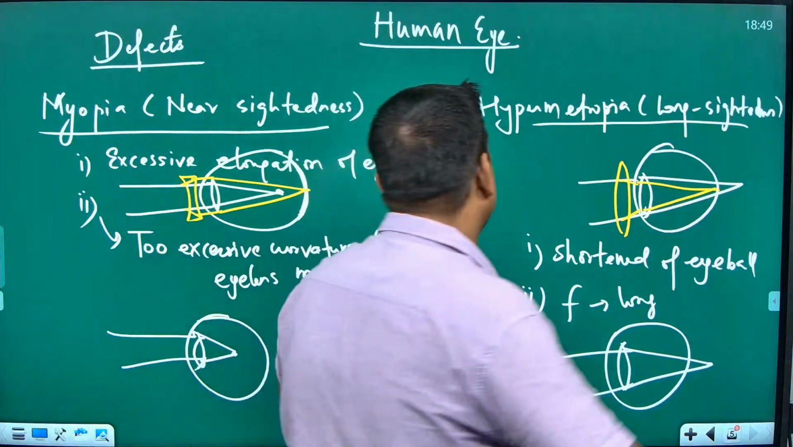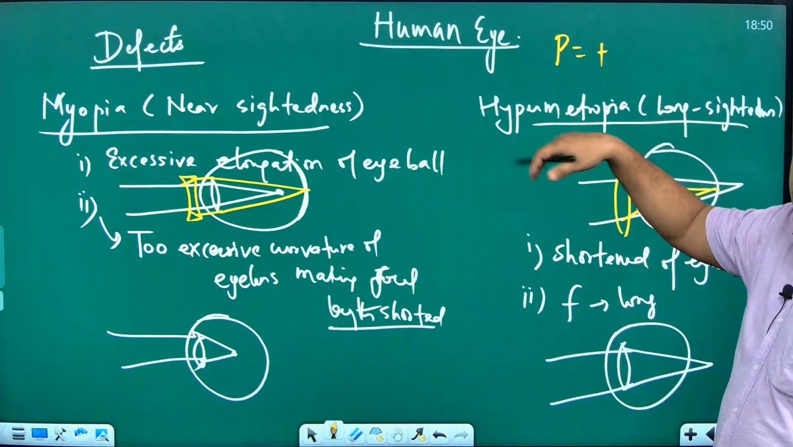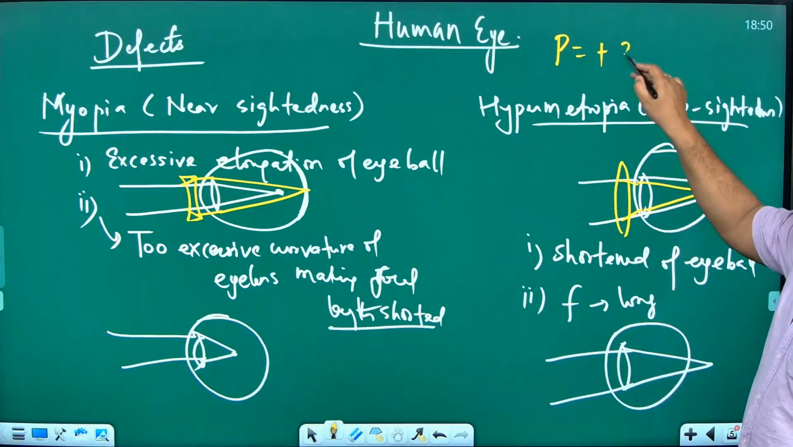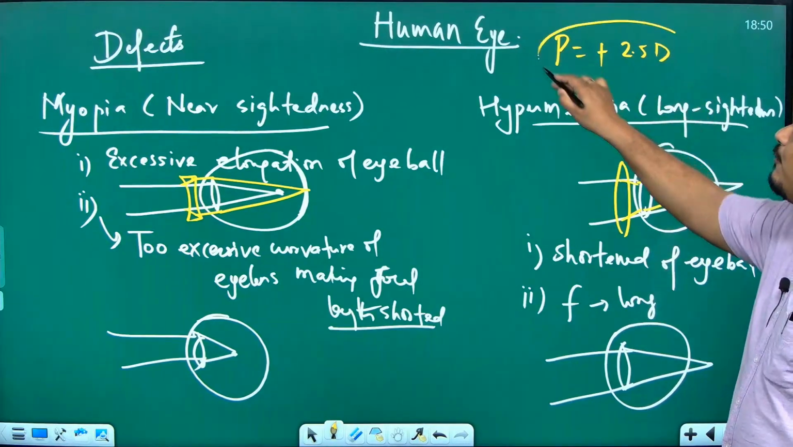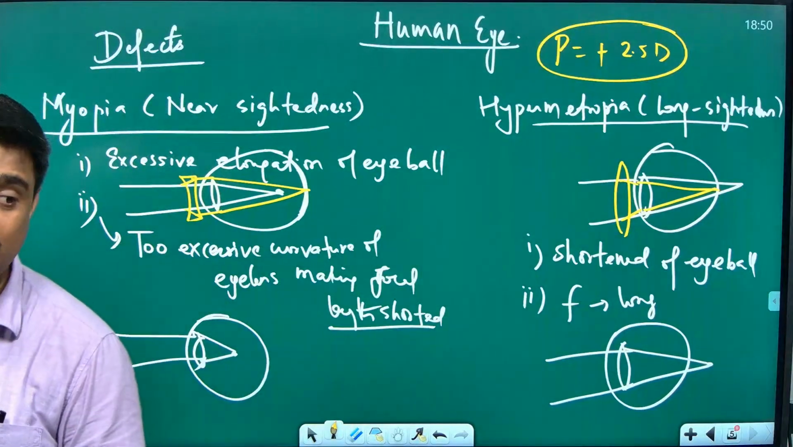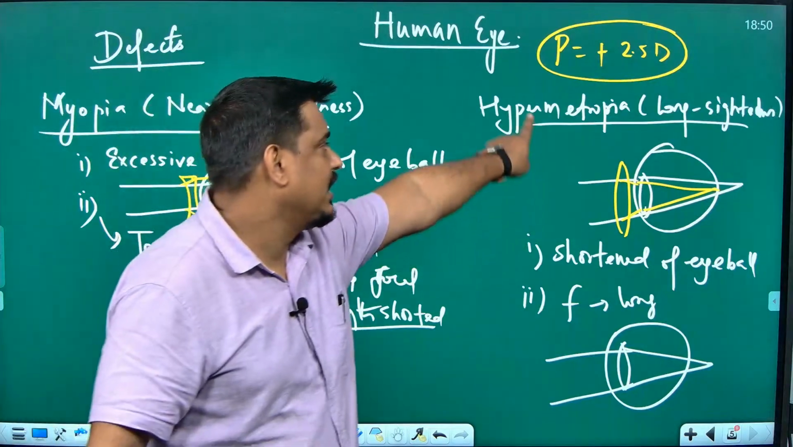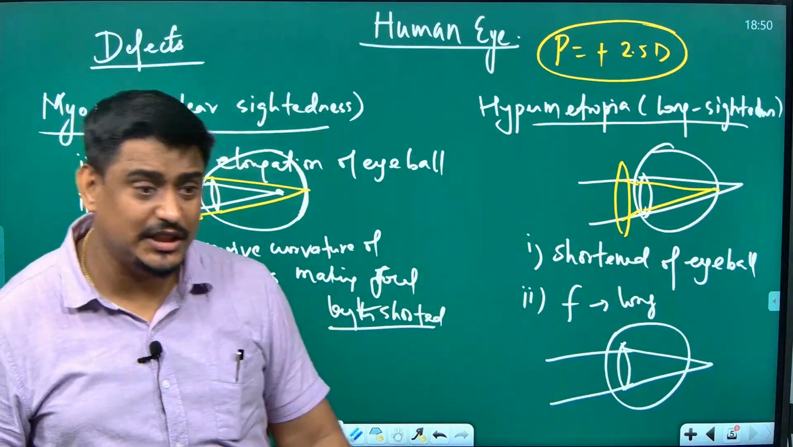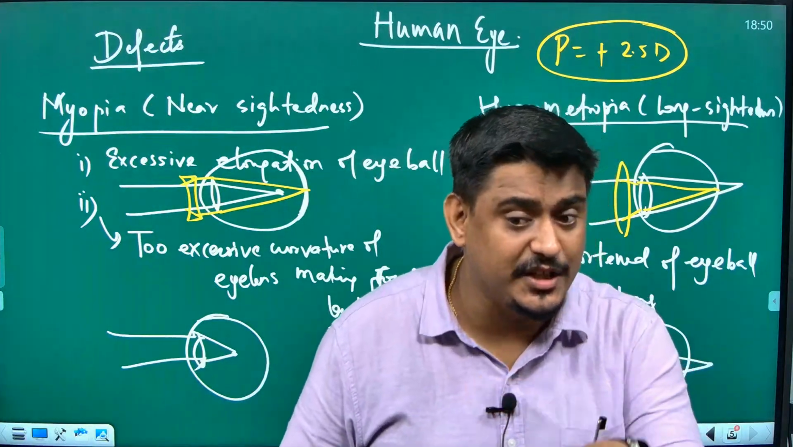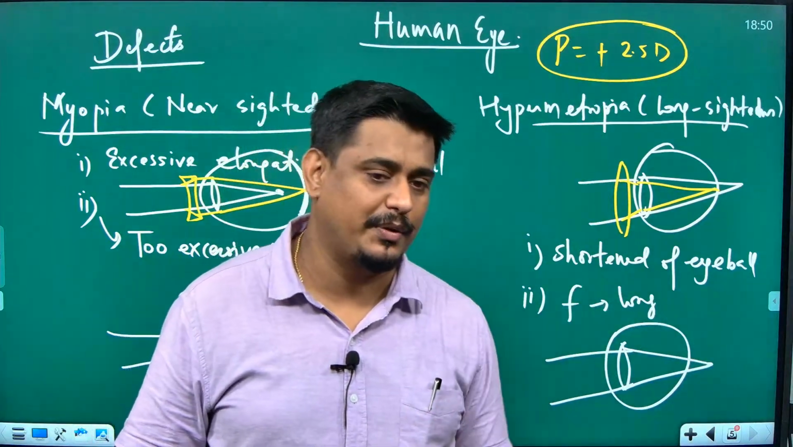If I ask you, the power of the lens used for a human eye is plus 2.5 diopter, what defect does he have? What will be your answer? Plus means which lens? Convex lens. Convex lens means which defect? Hypermetropia. Just by knowing the power, you can judge whether he or she is having myopia or hypermetropia.